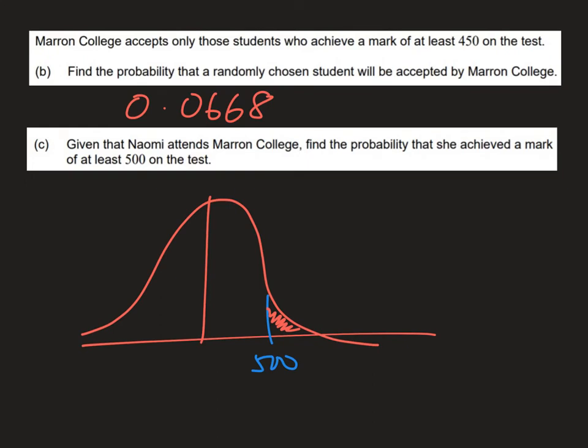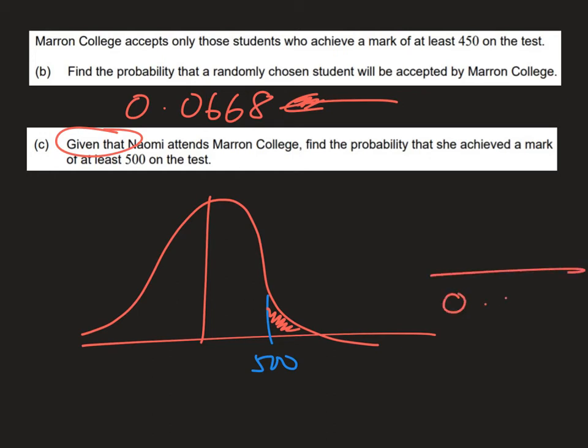In part C, we are looking at conditional probability. It says "given that", so that's your clue that we're looking at conditional probability: given that Naomi attends Maron College, find the probability that she achieved a mark of at least 500 on the test. So in effect, what the conditional probability means is that we're looking at a smaller population. We're only looking now at those pupils who attend Maron College. We've essentially found our population because we know that only 0.0668 or 6.68% of pupils will be accepted.